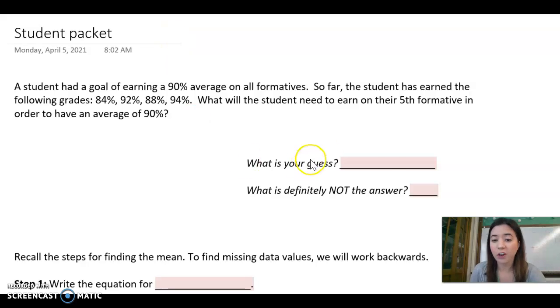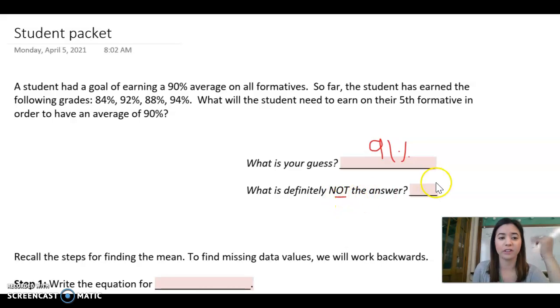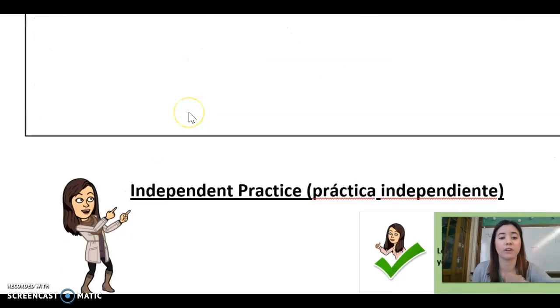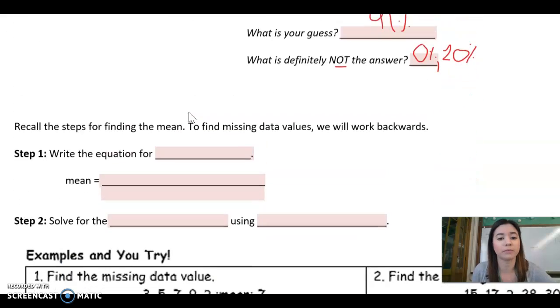All right. If your guess is different than mine, totally fine. I'm going to guess something, 94, 92, 88. I'm going to guess a 91. What is definitely not the answer? This could be something like a 0%, 20%. Anything that's really low in a failing grade is probably going to bring them down and not get that 90% that they want. So let's actually work through how to solve this type of problem.